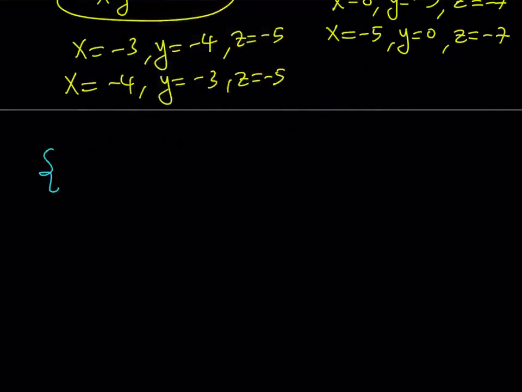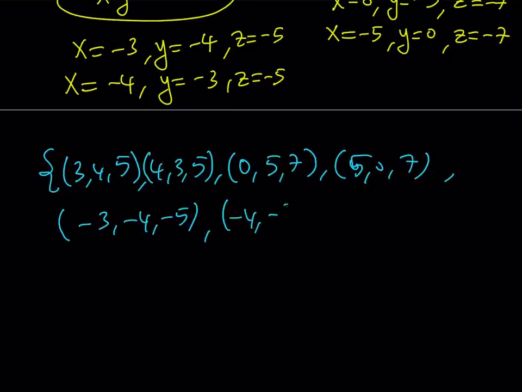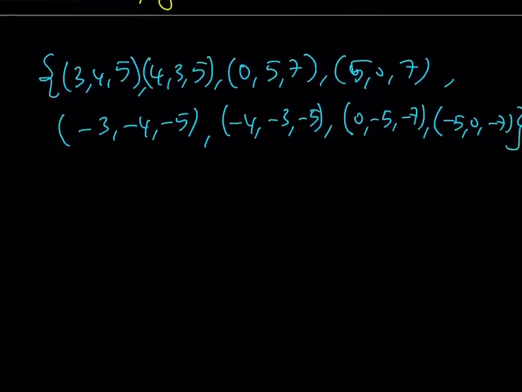So our solution set is going to look like the following. We have 3, 4, 5 as a solution, and we have 4, 3, 5 as a solution. Of course, you can put a comma there. We have 0, 5, 7, as well as 5, 0, 7. And then we have negative 3, negative 4, negative 5. We have negative 4, negative 3, negative 5. And then we have 0, negative 5, negative 7. And finally, negative 5, 0, and negative 7. And this basically makes up all the solutions.